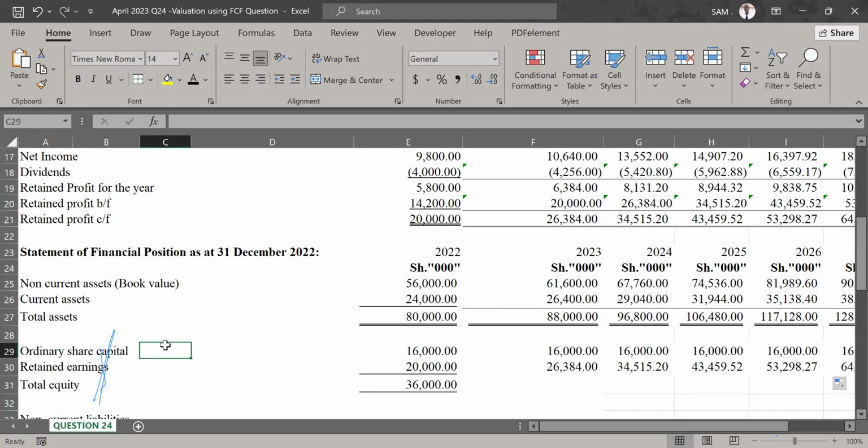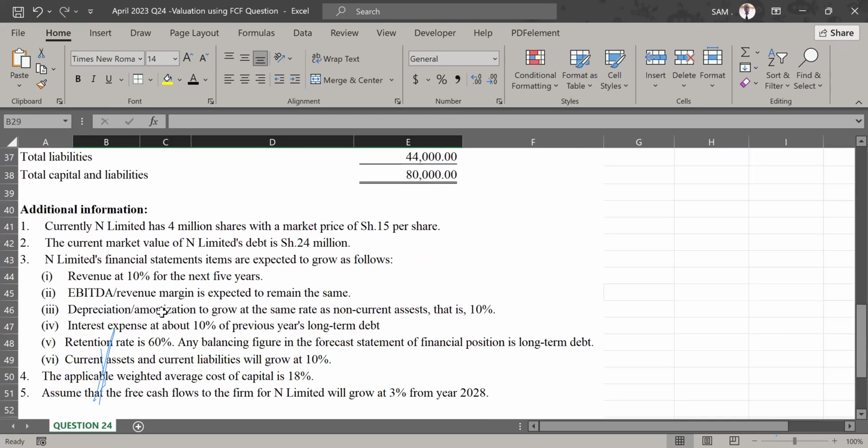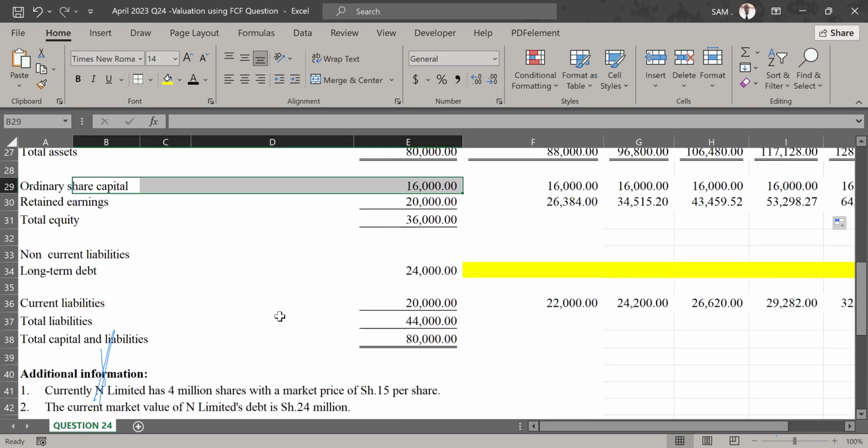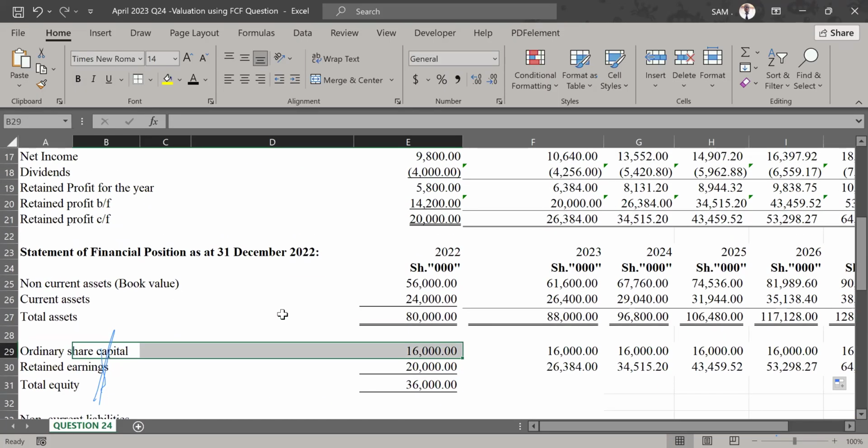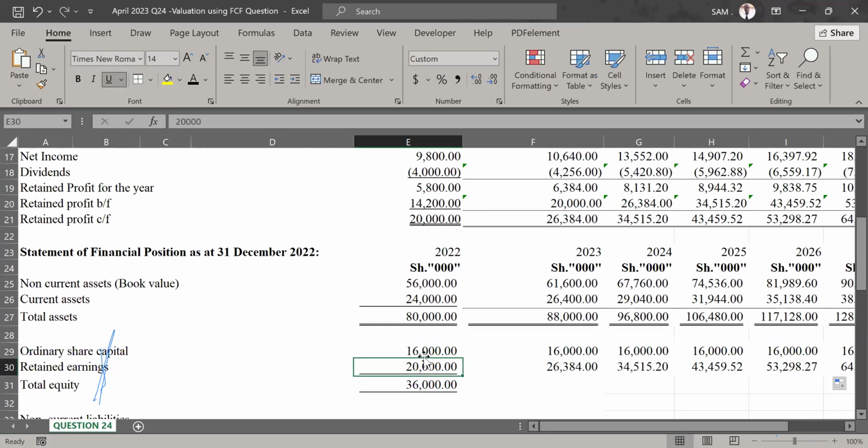The next element that normally affects ordinary share capital is if there is a conversion of any debt element to ordinary share capital. It will affect ordinary share capital amount for that year. If there is any bonus issue, if there is also any rights issue, it will affect ordinary share capital. But none of those adjustments was mentioned or is in our question here. None of them is here. So because none of those factors is there, our ordinary share capital remains constant across the period. Nancy, have you gotten it?